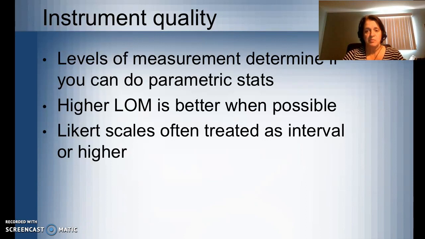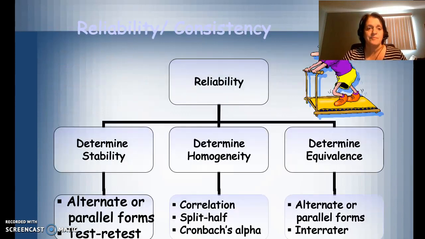For example, it's better to have ratio data than it is to have lower level data like interval data. Now, when it comes to Likert scales, technically Likert scales are ordinal because the differences between the categories or levels are not consistent. However, in research, it is acceptable to treat Likert scales as interval or ratio level data for the purposes of data analysis.